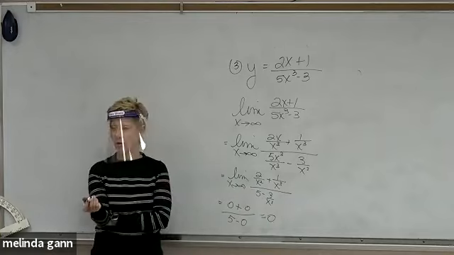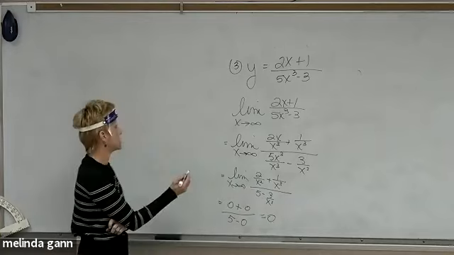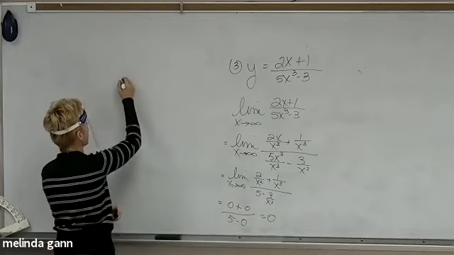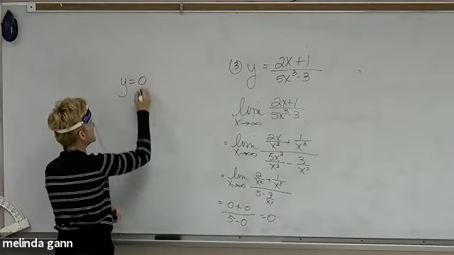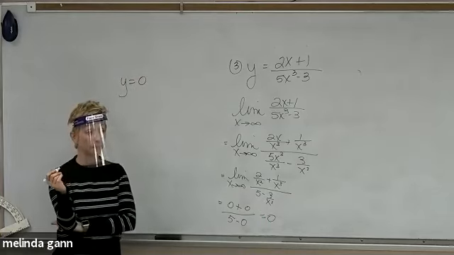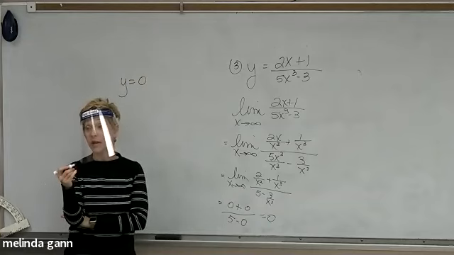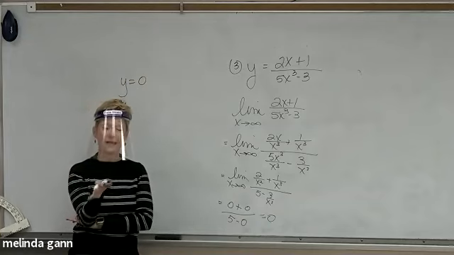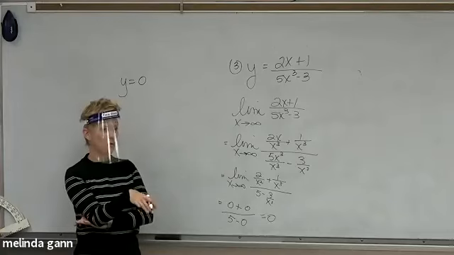Did you get a number? Yes. So what's your horizontal asymptote on that number 3 graph? Y equals what? 0 is a horizontal asymptote. So when you get a number answer, then y equals that number that you got as your horizontal asymptote.